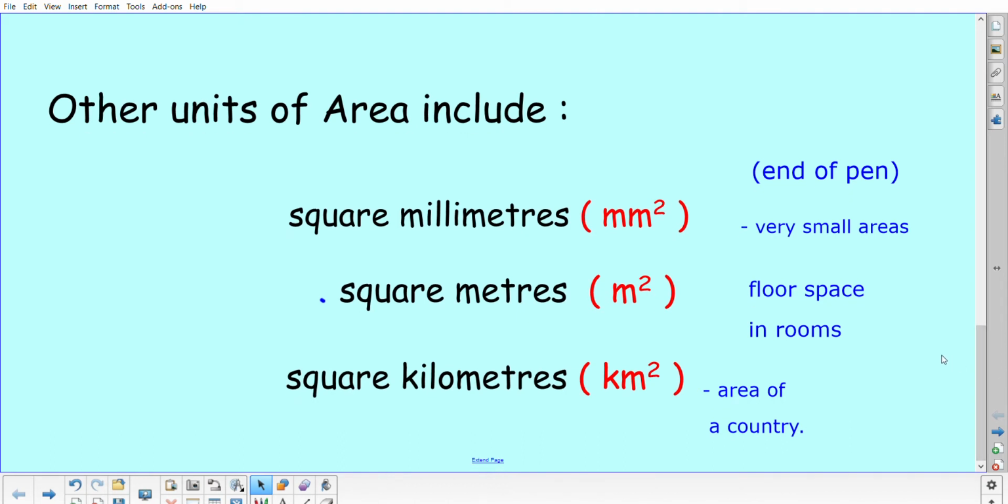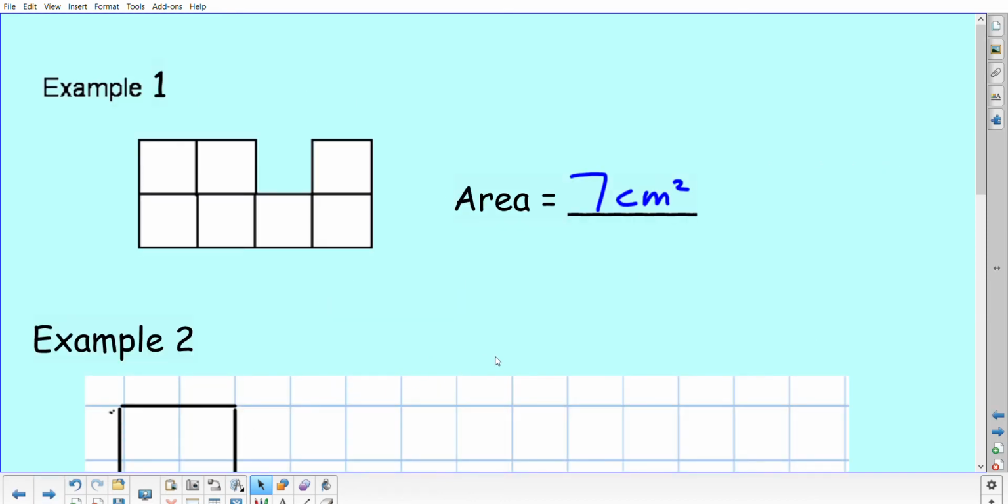Other units that we might come across are square millimetres, which would be very, very small areas, for example the end of a pen. Square metres, if we were trying to calculate how much carpet we needed for a floor. And square kilometres, maybe for the amount of space that a country takes up, or a farmer might talk about how many square kilometres of fields or land they have.